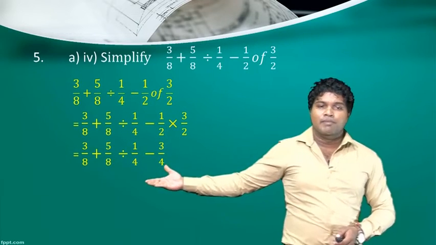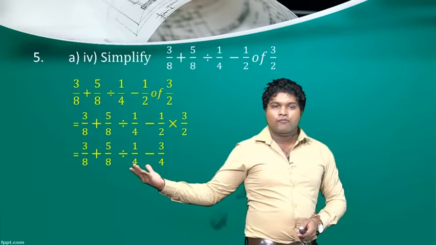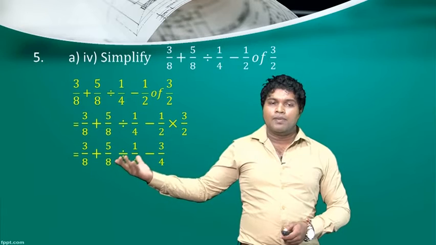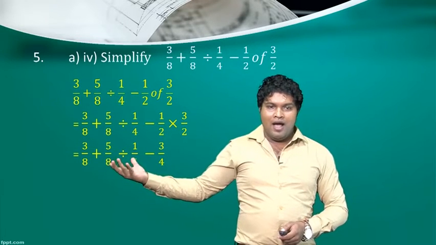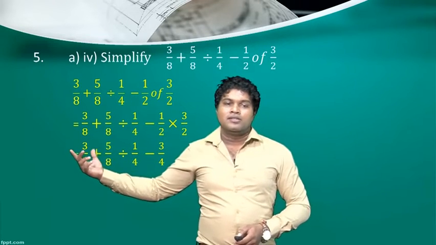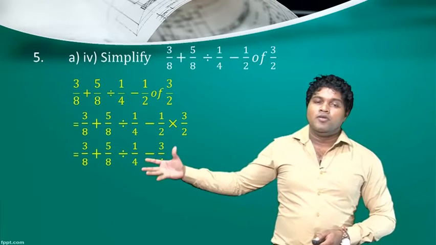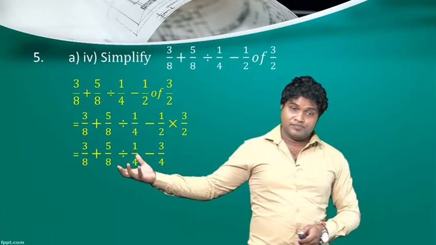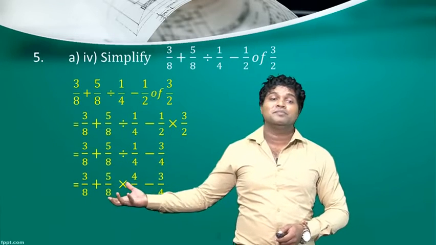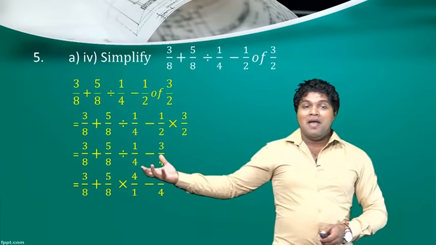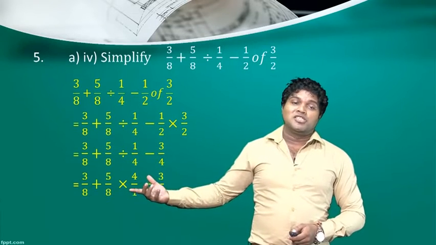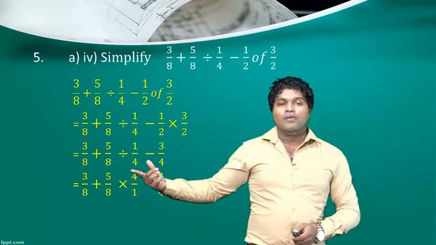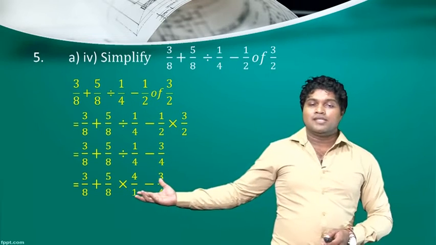The division is in the middle, between 5 over 8 and 1 over 4. Then you can see a division. This is the part where you have to simplify. Otherwise, you cannot simplify 3 over 8 or 3 over 4. So start the simplification of 5 over 8 and 1 over 4, according to division. 5 over 8 doesn't change. Division becomes multiplication, and you write the reciprocal of the number. Then 1/4 will be 4 over 1.